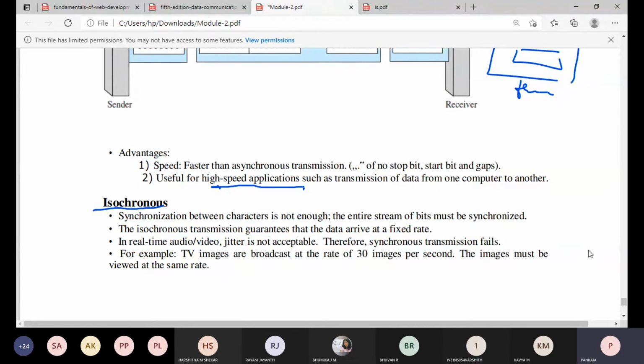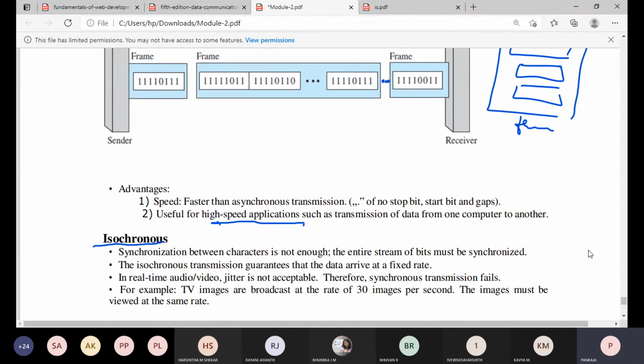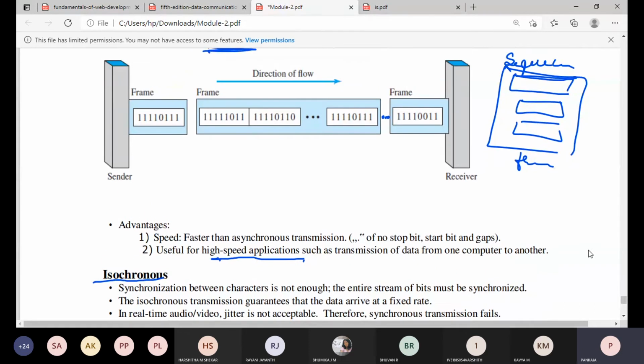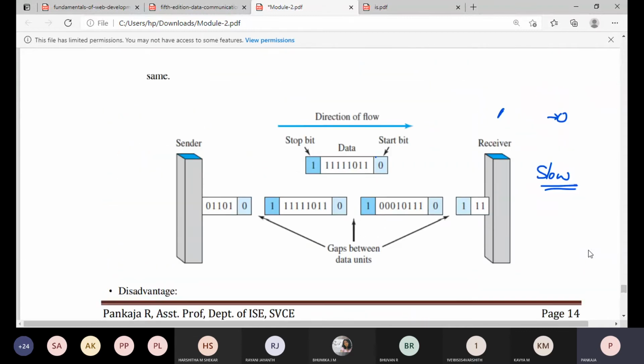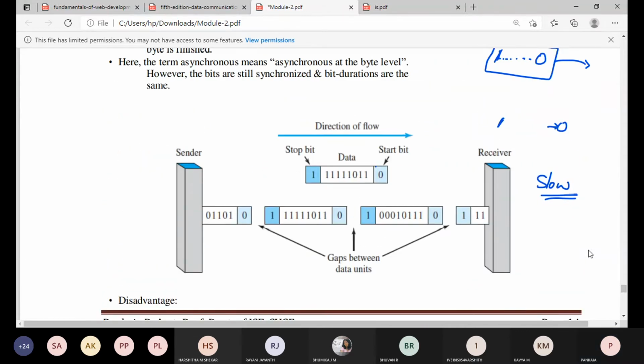Synchronization between characters is not enough. First you need to understand the meaning, why we are doing all this process. Why are we adding zeros and all? What is the purpose of adding these zeros? Why are we sending one byte of information at a time with these extra bits, or following this pattern? That is to achieve the synchronization between the sender and receiver.